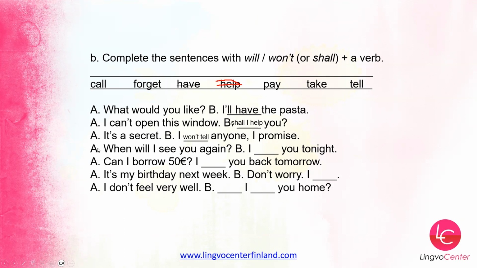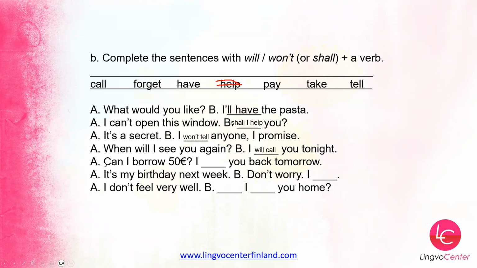Now, Alex says something to Barbara. When will I see you again? Asks Alex. And then Barbara says, you tonight. This is a promise. What can Barbara tell to Alex? Very good. It's going to be, I'll call you. I will call you tonight.